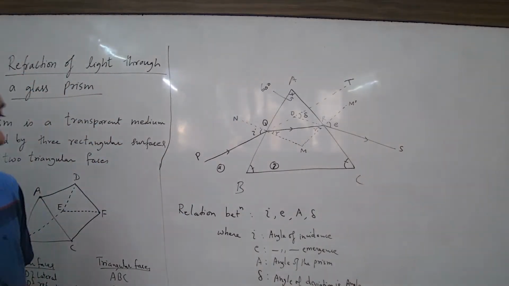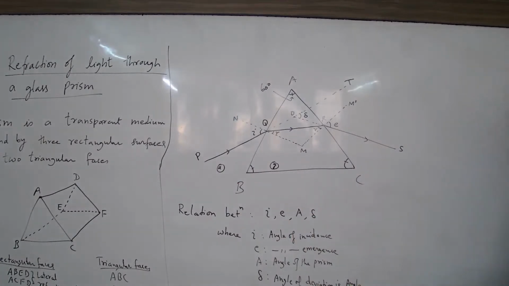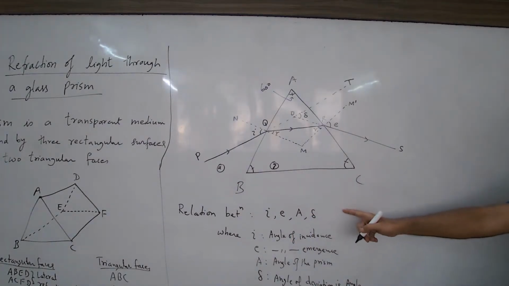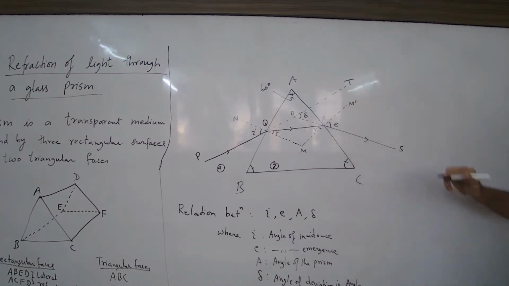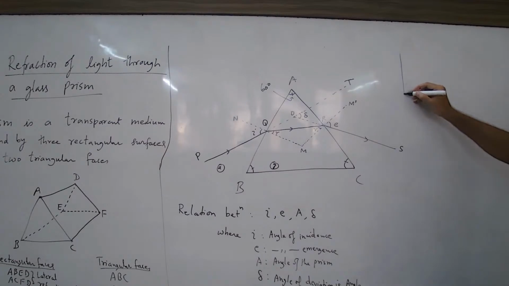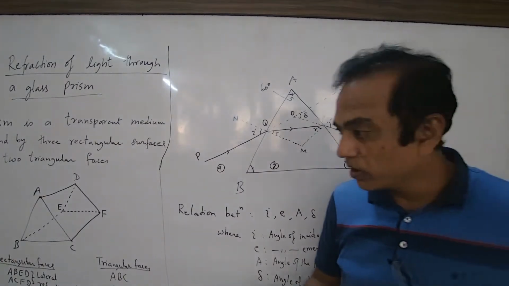Okay, now. So we have to derive the relation between I, E, A and delta. Right? This is called delta. Small delta. What is the big delta? Triangle. Okay, big delta. So how do we derive the relation?